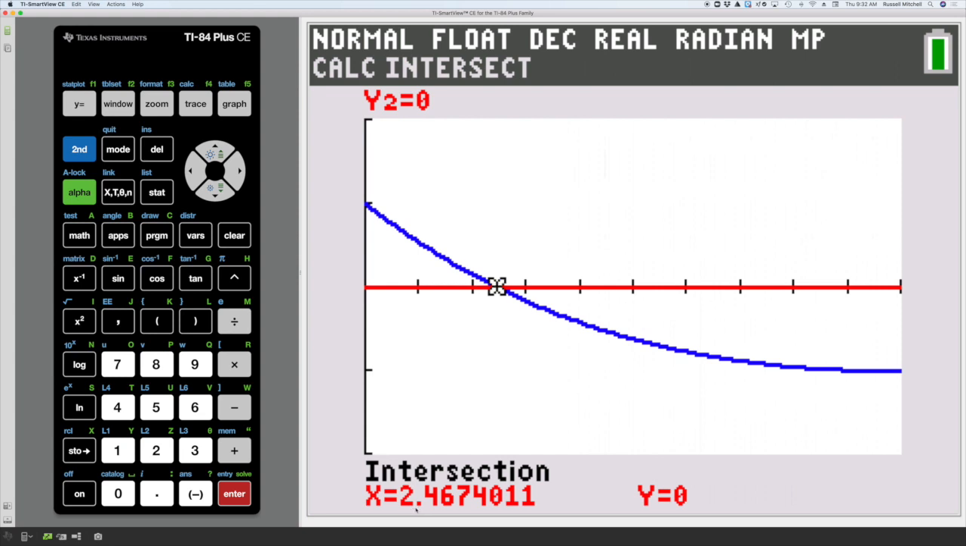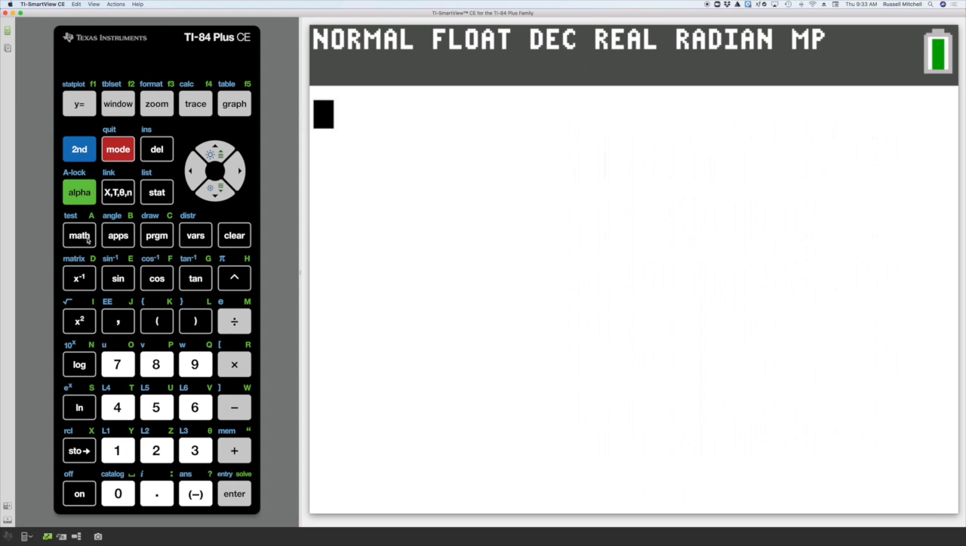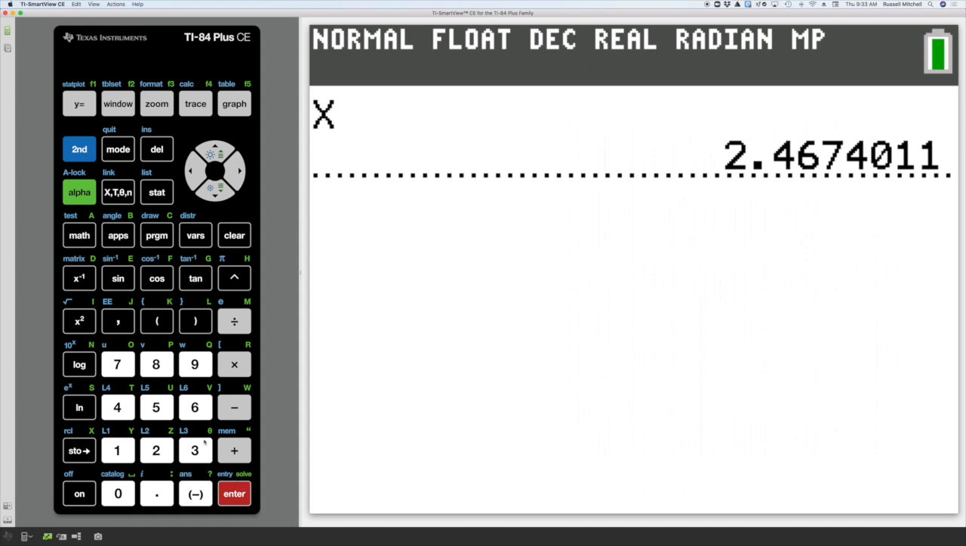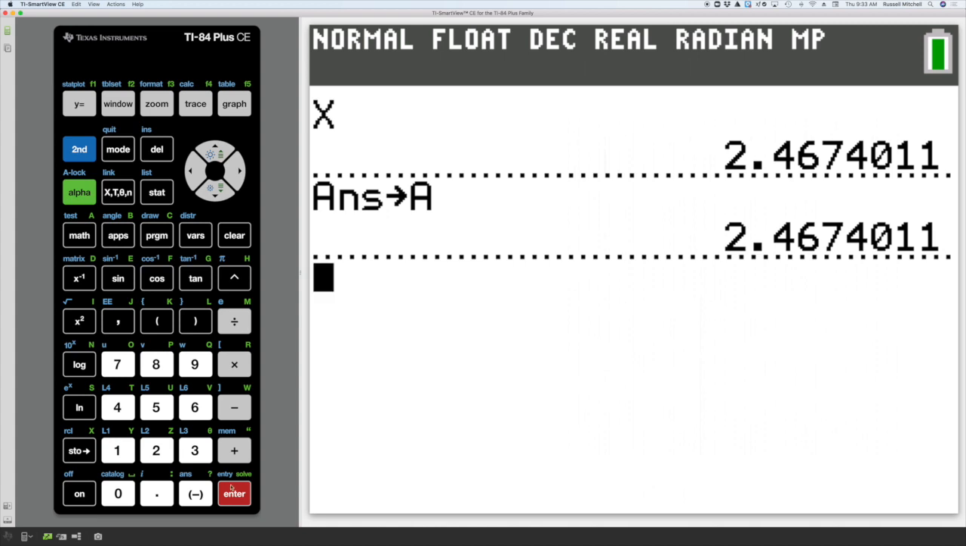So it's this value right here, 2.467. Now we want to use this entire value when we find the derivative, so we're going to go back to our home screen. Second, quit. If we type x right now, that's the x value we just found, that 2.46. So I'm going to store that answer as alpha a. Store down here, then alpha a, and press enter. Now, whenever I type a, I'll have it. All right, so now we want to take the derivative of the position function at this time value.